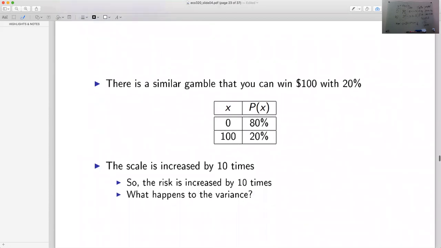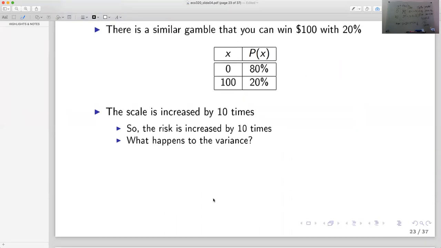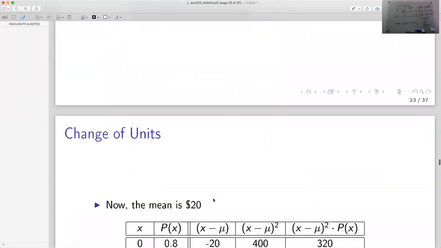What if the scale increased by 10 times? For example, it used to be 0 and 10, now it's 0 and 100. So the scale increased 10 times. Please pause this video and try to get the variances. What happened to the variance? Can you tell us? I will leave you the answer.